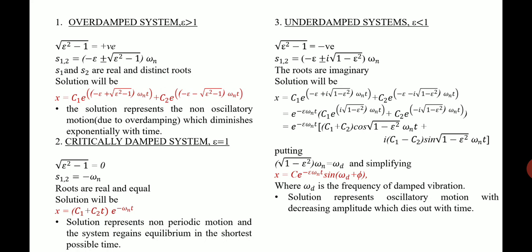This equation shows that the system is oscillatory in nature because there is a sine component, and omega d is the frequency of such vibrations. If it is an undamped vibration, the natural frequency is omega n, and in this case omega d is the frequency of damped vibration. It is given by root of 1 minus epsilon square into omega n. So when you analyze the solution, you can find that the system is oscillatory in nature.